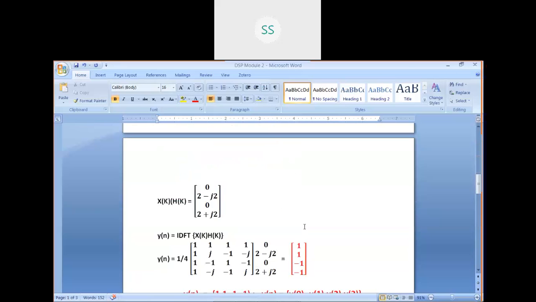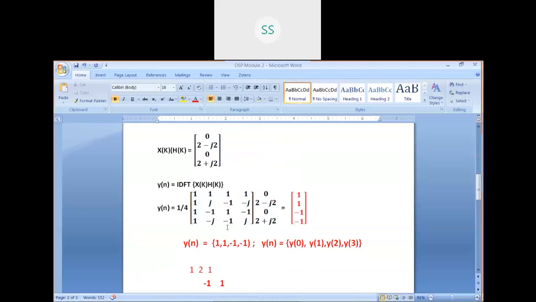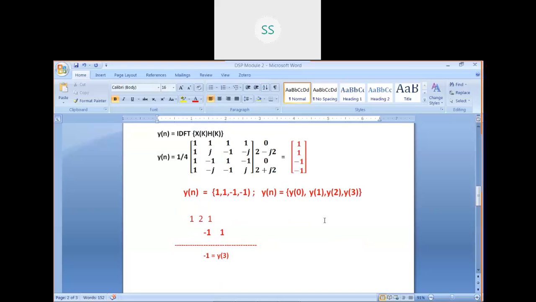So these steps show the calculation that we did yesterday, and y of n is finally 1, 1, minus 1, minus 1 was the result. This y of n is actually the output of the linear filtering operation, which is carried out through the DFT process.